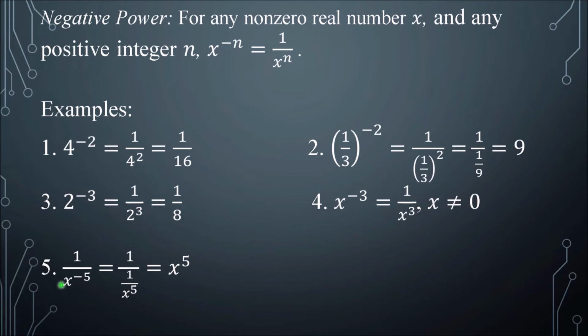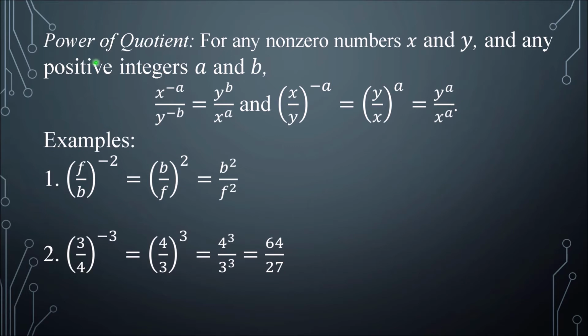For number 5, x raised to negative 5 is in the denominator. So let's have 1 over x raised to negative 5. It will be 1 over x raised to 5. So x raised to negative 5 is 1 over x raised to 5. And dividing that, we have 1 over 1 over x raised to 5 is equal to x raised to 5. So the reciprocal of this is this. So that's it for the examples.